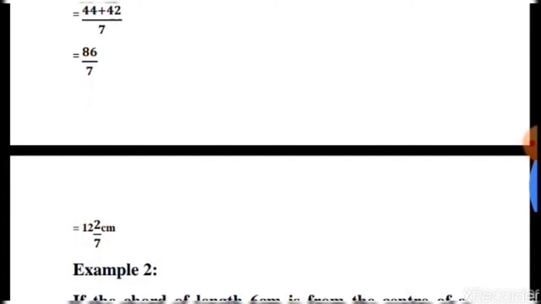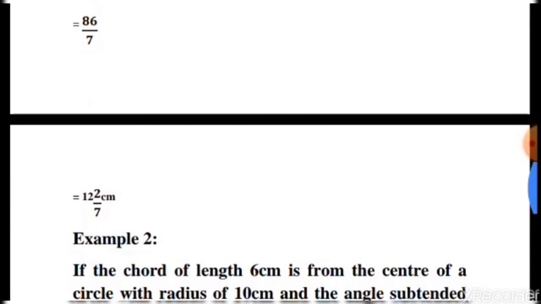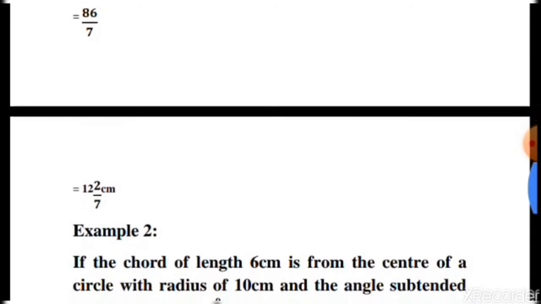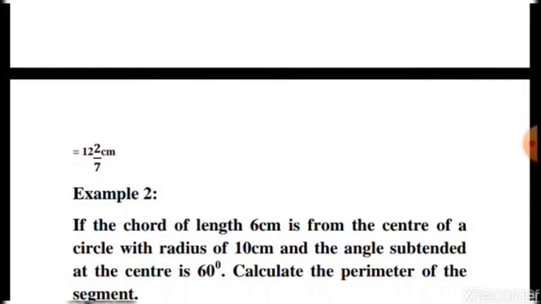We go to example 2. If the chord of length 6 centimeter is from the center of a circle with radius of 10 centimeter and the angle subtended at the center is 60 degrees, calculate the perimeter of the segment.